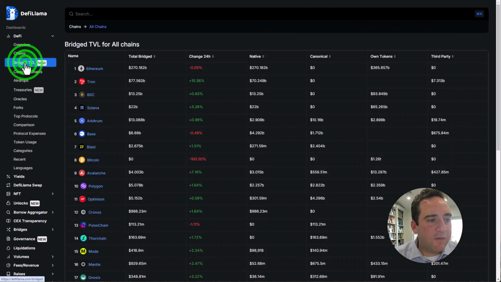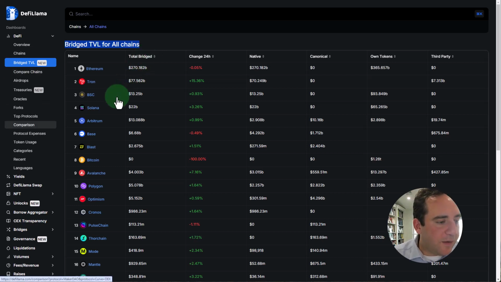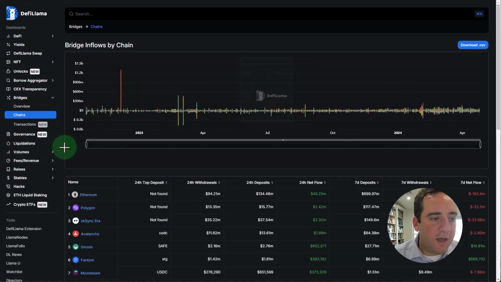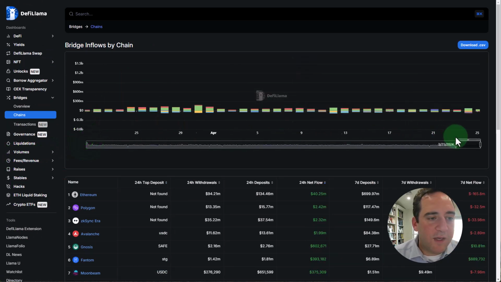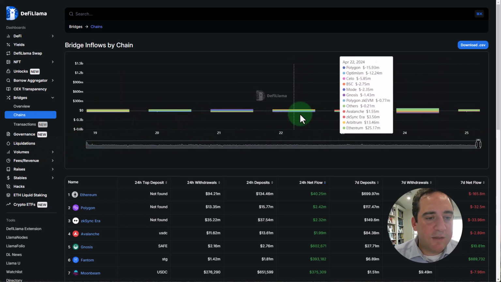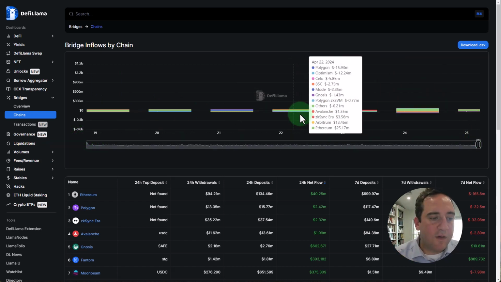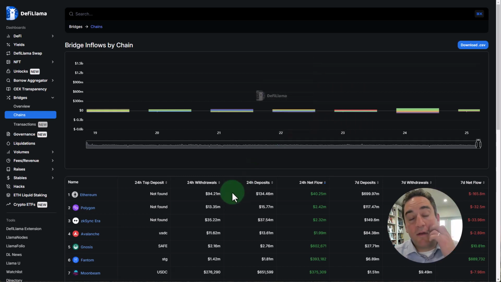Another thing is you can also look at Bridged. Bridged TVL is interesting because this shows you the total cumulative bridged TVL. And then you can also go to bridges by chains. If you zoom in, you'll be able to see how much has actually been bridged between layer 1 and layer 2 and vice versa. So you'll be able to look at deposits and withdrawals across different blockchains. So that's ultimately what layer 1, layer 2, and layer 3 were made for.